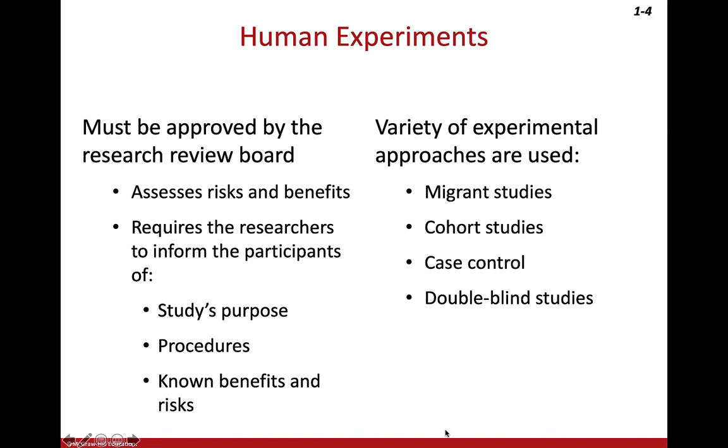Now, human experiments must be approved by an institutional review board. What this review board does is assess the risks and benefits of participation in a particular study. It also makes sure that the researchers inform the participants of the following: What is the purpose of the study? What are the procedures? And what will be the known benefits and risks from participation in this particular study?